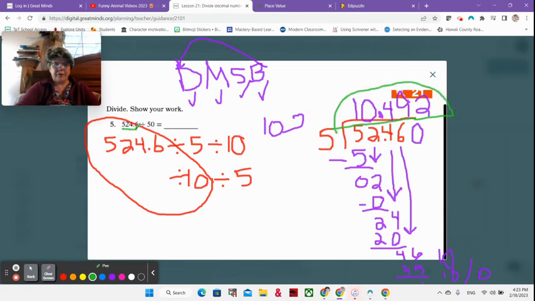Now let's think. 524 divided by 50. Does that make sense? 10 times 50? That's pretty close to 500, isn't it? Okay, nice job. Always good to check our work by estimating, either before or after.